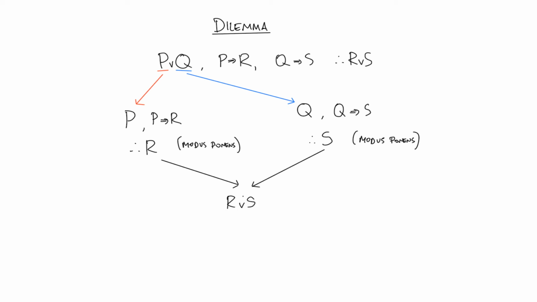And this now does logically follow from these three premises. Either P is true, in which case this conclusion is true, or Q is true, in which case this conclusion is true. So at least one of the conclusions must be true. And that's the real use of the dilemma argument form.